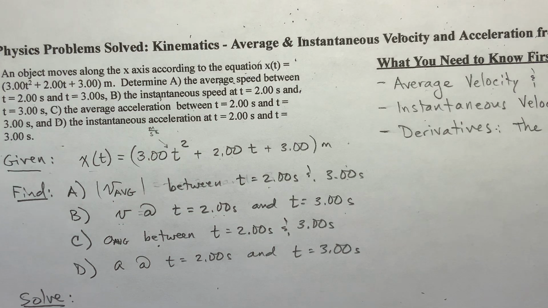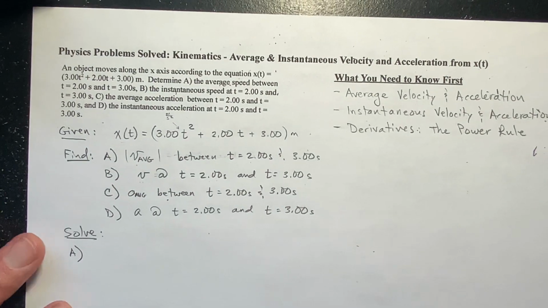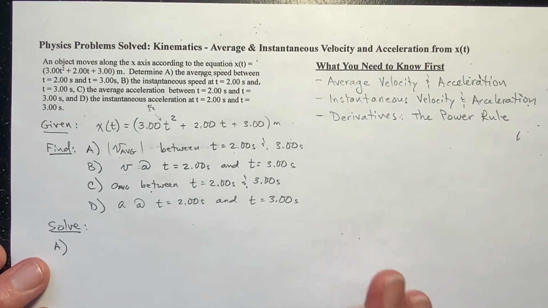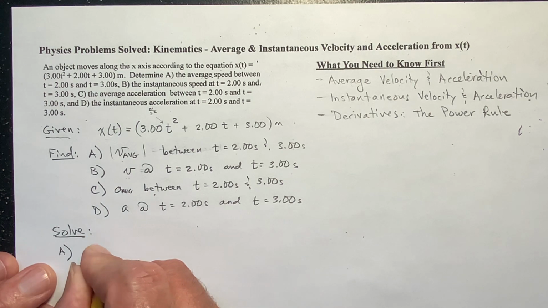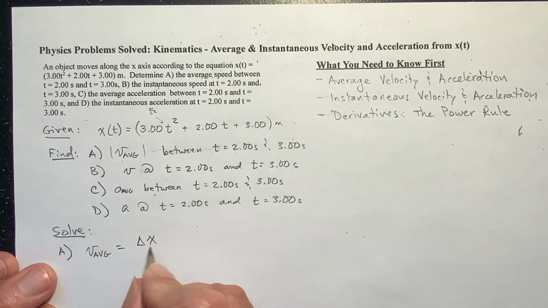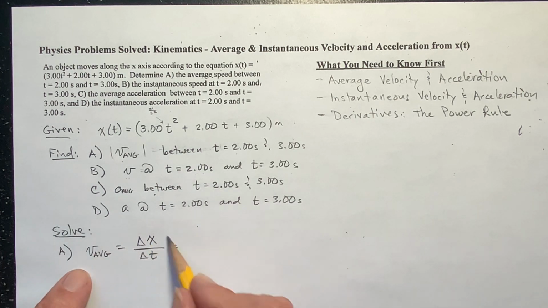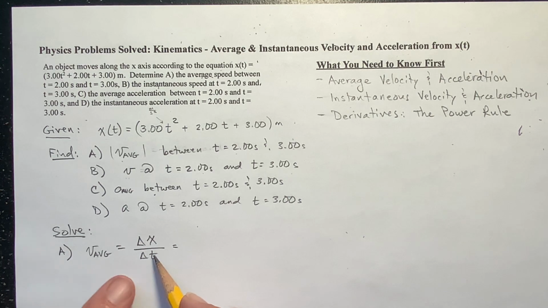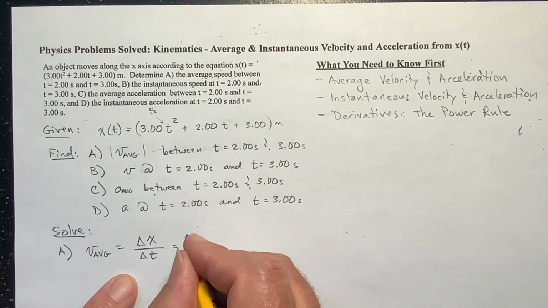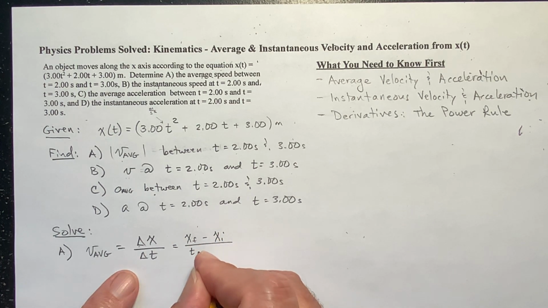Now, what is the definition of average velocity? Well, average velocity, by definition, is my displacement divided by my time. This is the definition of average velocity, and so let's apply that definition. Anytime you see a delta, that's x final minus x initial over t final minus t initial.